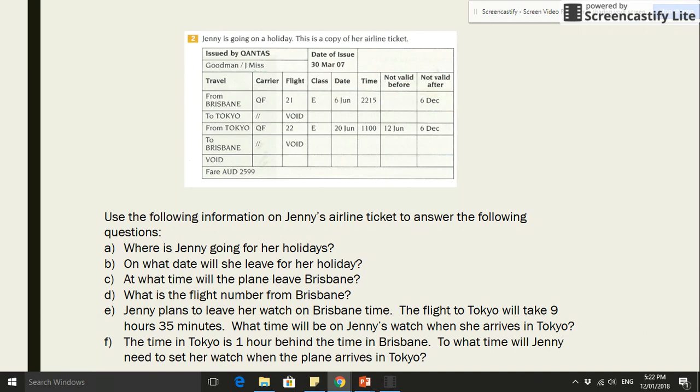The time in Tokyo is 1 hour behind the time in Brisbane. To what time will Jenny need to set her watch when the plane arrives in Tokyo? So look at your answer from E. It's 1 hour behind Brisbane, so you take it back 1 hour. And that will be your answer for F.